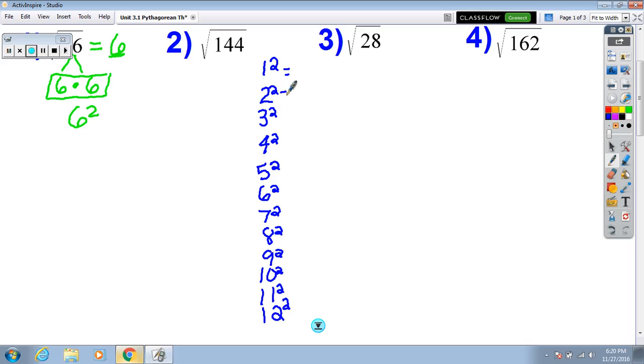The faster you learn these perfect squares, the easier this unit is going to be for you because you'll be able to work through your problems a lot faster. This is one of the basic skills from Algebra 1 that we have to know in this unit in geometry in order to be successful. So in order to find out what 1 squared is, I just multiply 1 times 1. 1 times 1 is 1. So that means 1 is a perfect square.